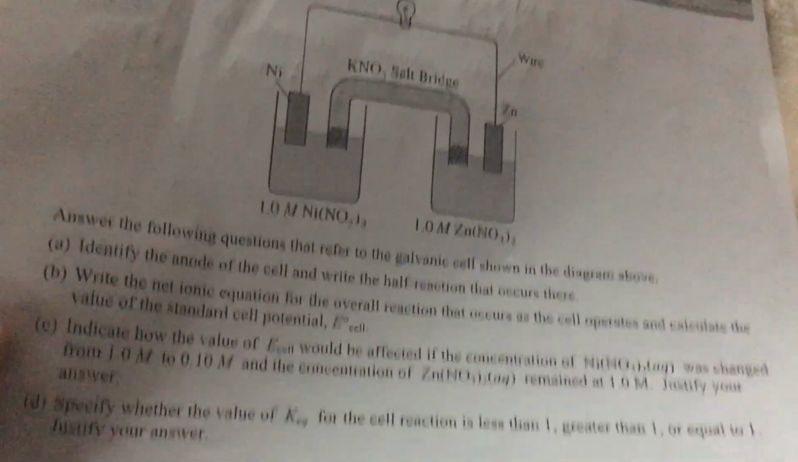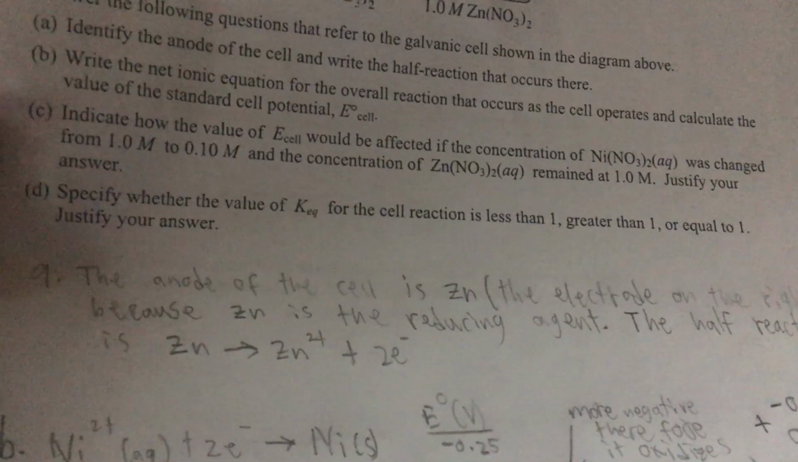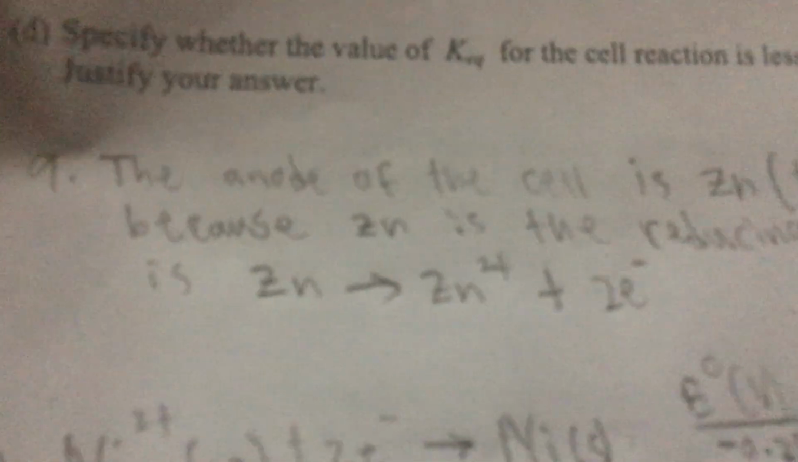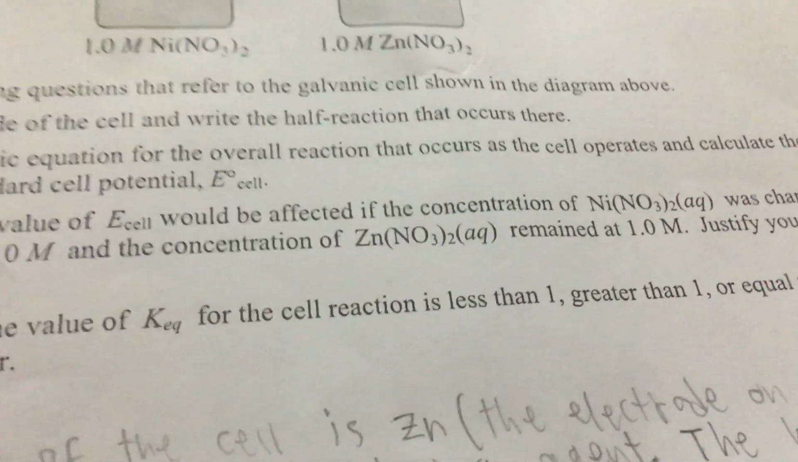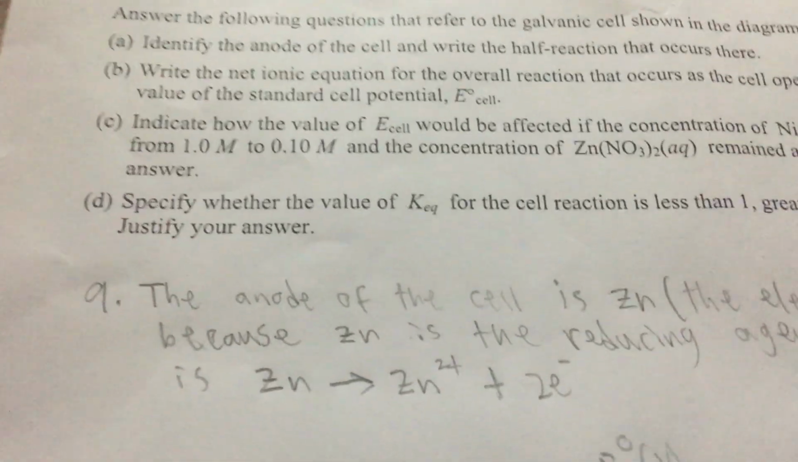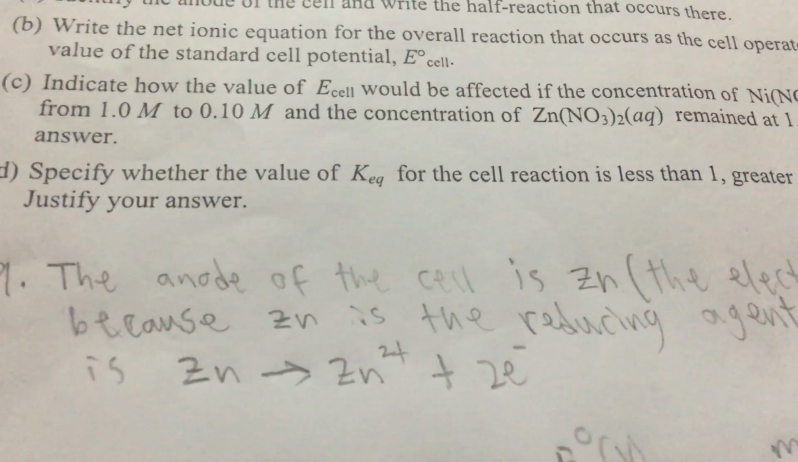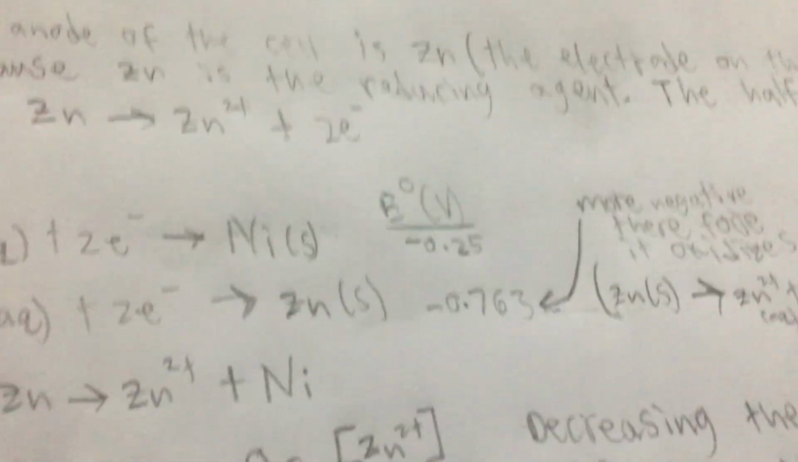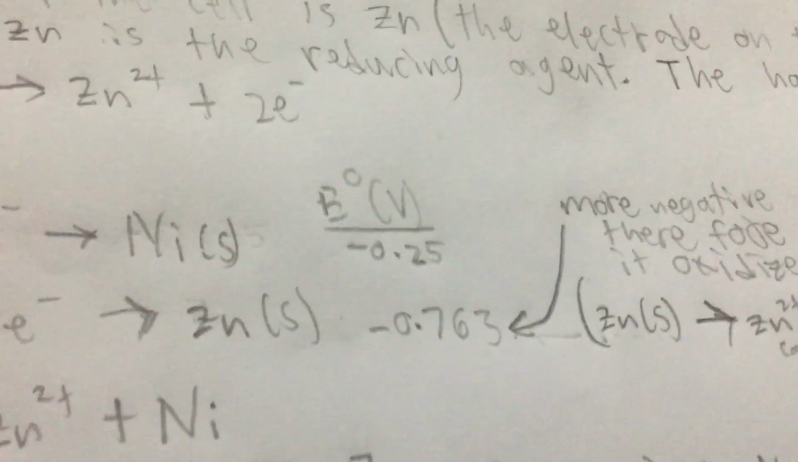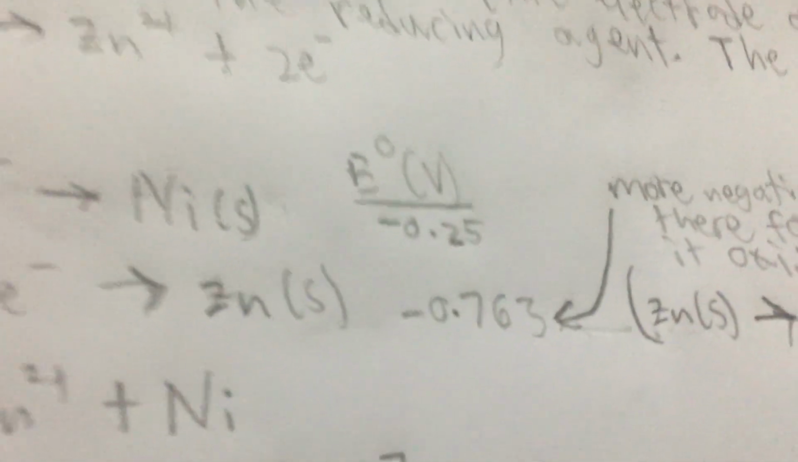So the anode of the cell is zinc, the electrode on the right. And we know this because zinc is a reducing agent, and this is the half reaction. The reason that we know that zinc is a reducing agent is because if you look at the standard reduction potential table, zinc has a more negative standard reduction potential number. So therefore, it has to be the one that oxidizes.